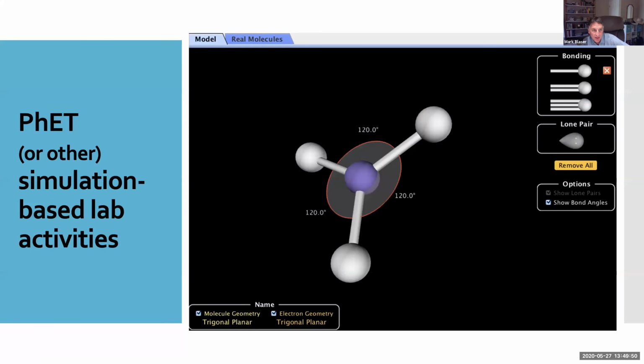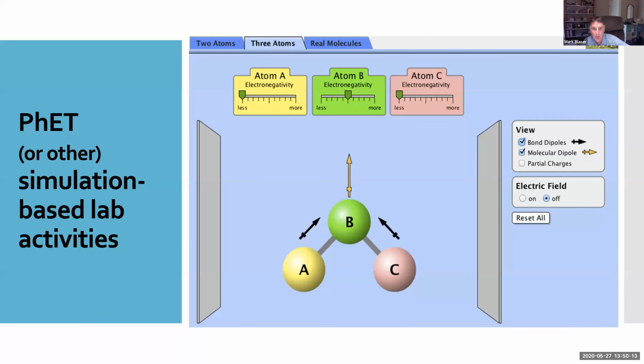So last two things will be, I think, pretty quick. I'm just going to mention simulation-based activities. I know Nick is doing more with this, but for a number of years now, I've been using specifically PhET simulation-based activities. I'll mention two. One is a molecular shapes and polarity lab activity. It's not a true wet lab.